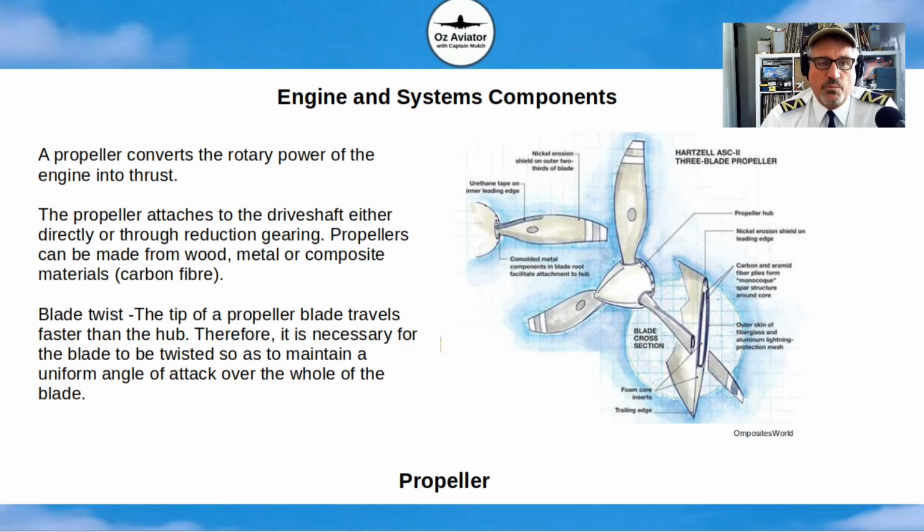Propellers can be made from wood, which is what the original propellers were all made from. They can be made from metals such as aluminium, or composite material, which is a new style of propeller.